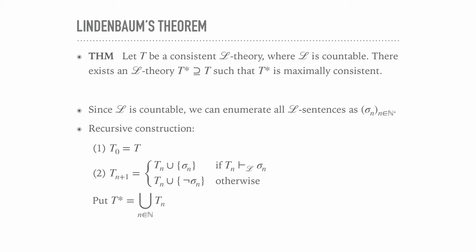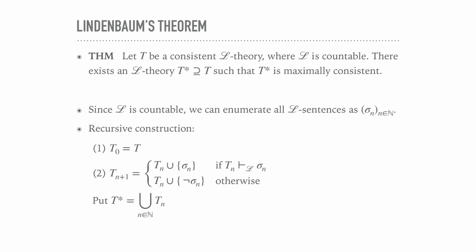So we now come to the completion of theories, or the possibility to complete theories. This is known as Lindenbaum's theorem. We state it here for countable languages, which was the case that Lindenbaum dealt with. So let T be a consistent L theory, where L is a countable language. There exists an L theory T star extending T, such that T star is maximally consistent.